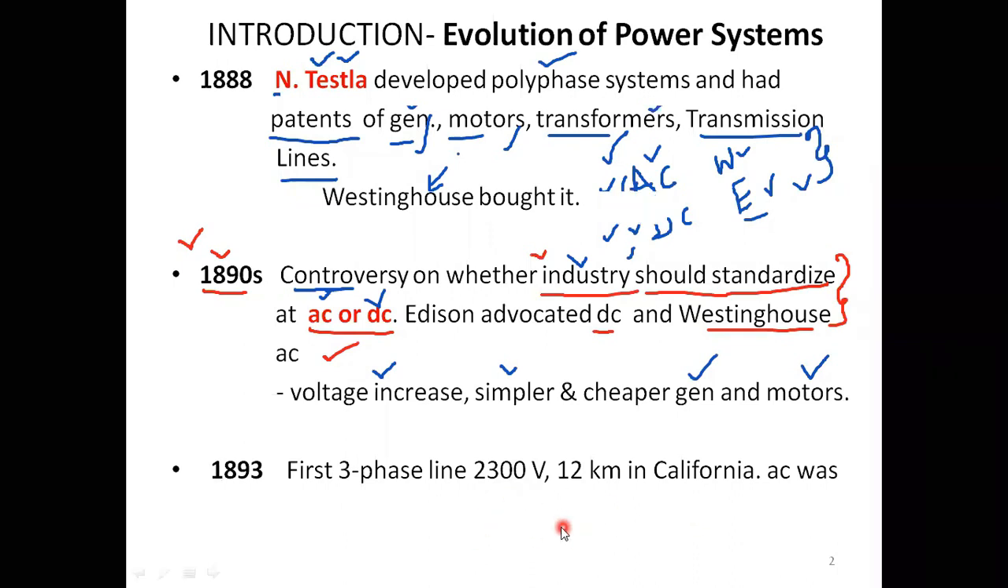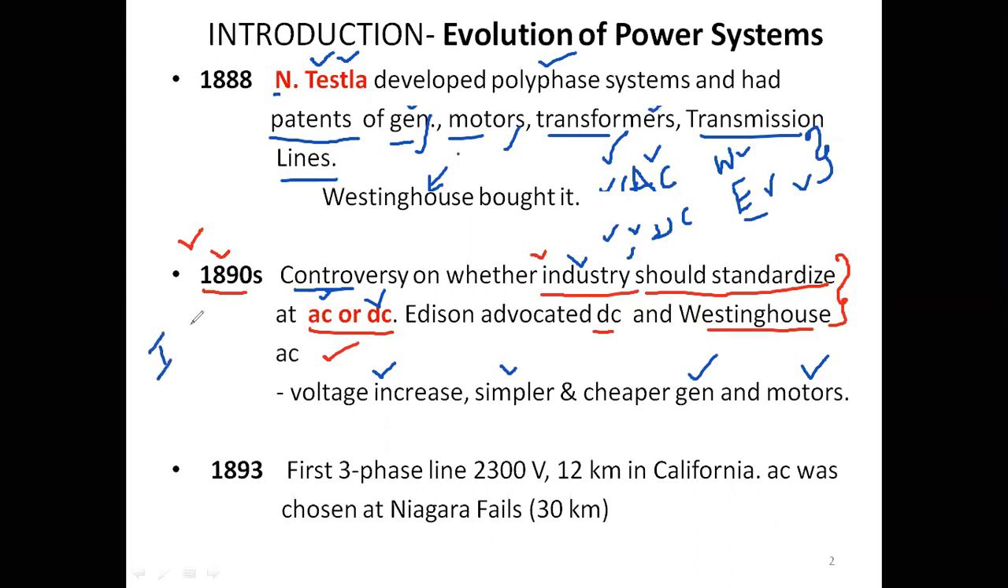AC was more popular and used more and more because of its advantages: the transformation of voltage, and it is simpler and cheaper in terms of generation and motors. If you want to go for higher voltage in DC, it is complicated, because you have to use more DC generators, which have to be connected in series and parallel combinations. So there are maintenance problems, and also one more thing, insulation problems.